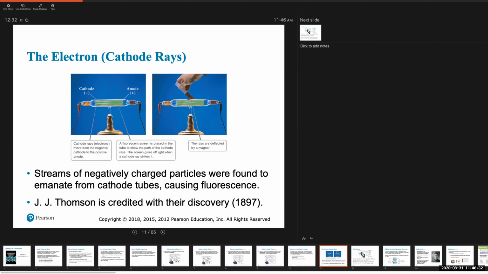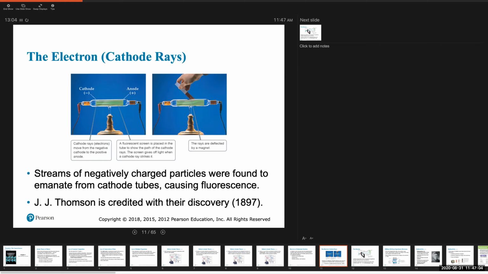So as these particles are generated, they move from the negative to the positive. Does anyone remember why they would move from negative to positive? We always say opposites attract, right? So the electrons, as we'll learn, are negatively charged, so they don't want to stay at the negative cathode. They want to move over to the anode in this case, because the anode is positively charged. So where that opposite attract thing is, if it's negatively charged, it's going to move. And that's what you see.